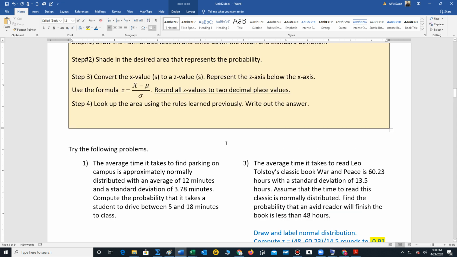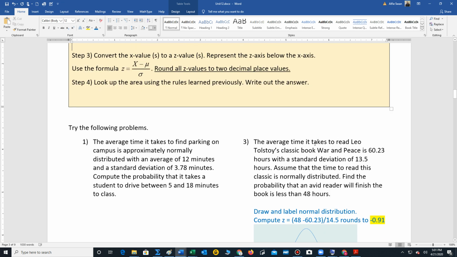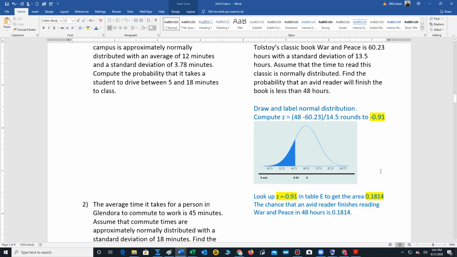Let's work out another problem. There are a few problems for you to try. We're going to work out number 3. The average time it takes to read Leo Tolstoy's classic book War and Peace is 60.23 hours with a standard deviation of 13.5 hours. Assume that the time to read this classic is normally distributed. Find the probability that an average reader will finish the book in less than 48 hours.